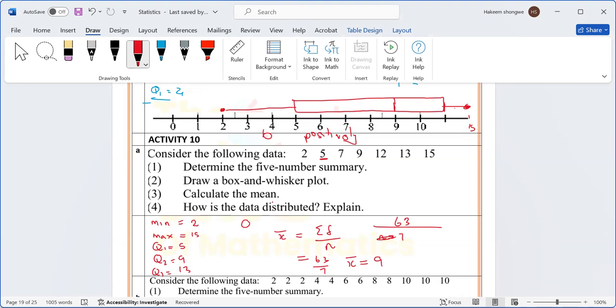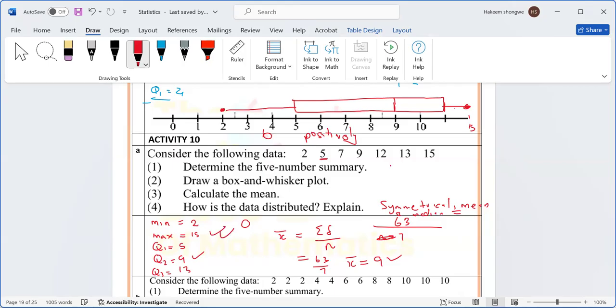So they're saying, how is the data distributed? Explain. Positively or negatively skewed? Oh, so it's symmetrical. Why so? The mean and the median are equal. Because Q2 is 9, and the mean is 9. The mean and median are what? Then you get your 7 marks.